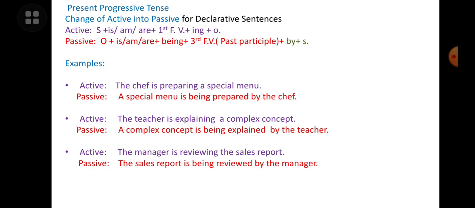Next sentence, in active voice the sentence is, the teacher is explaining a complex concept. In passive voice it will become: a complex concept is being explained by the teacher. In the third sentence, active voice is, the manager is reviewing the sales report, and its passive voice will be: the sales report is being reviewed by the manager.